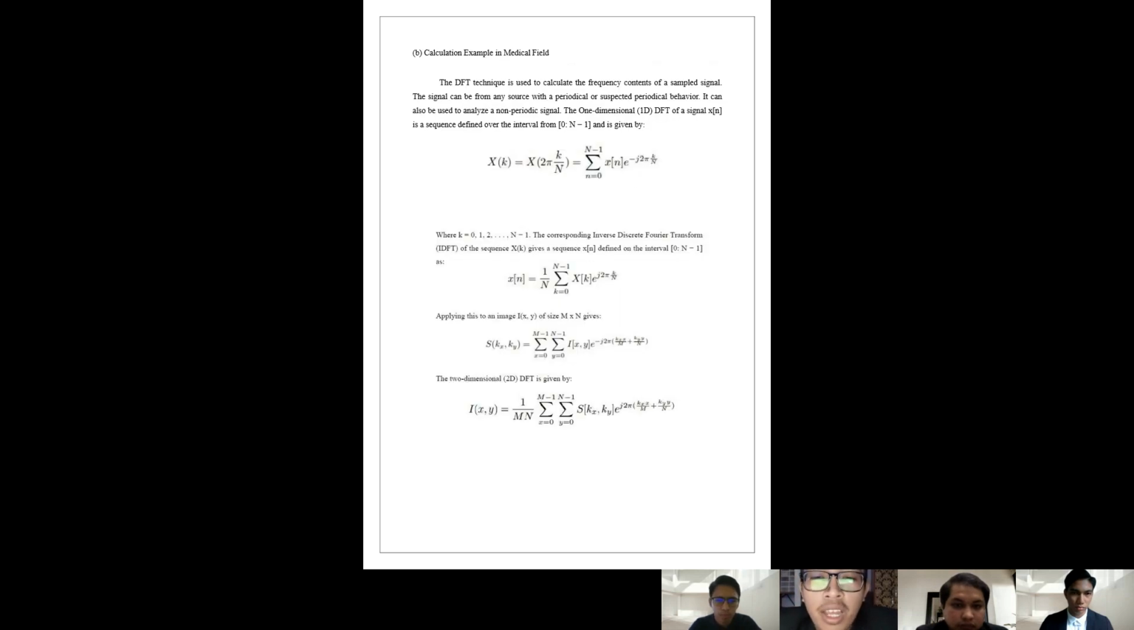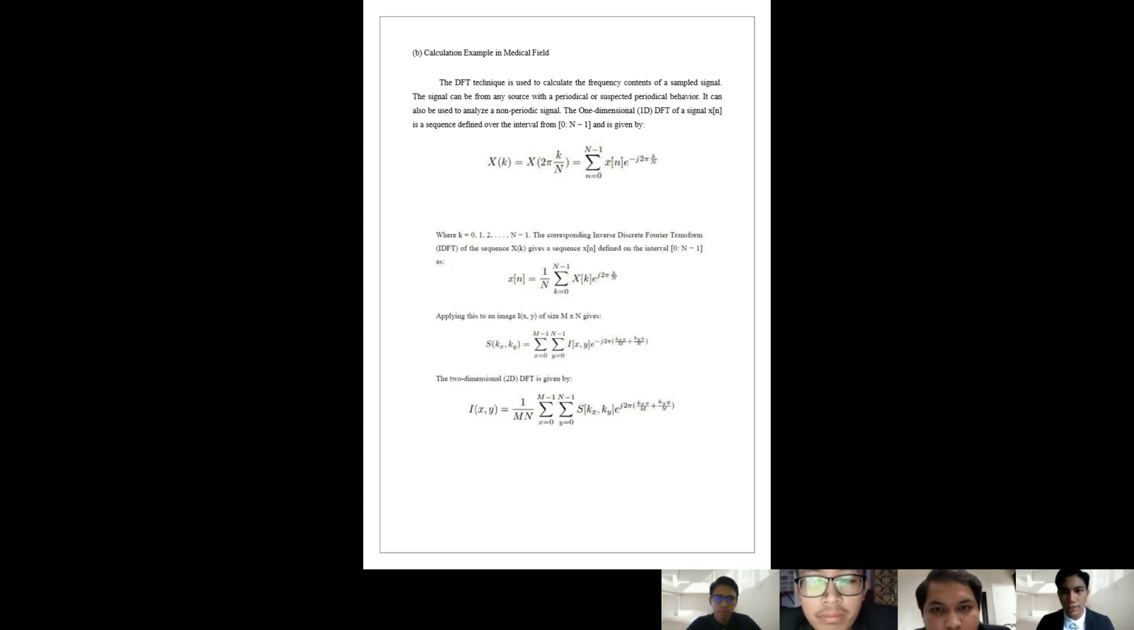Okay, so the next one, Mr. Izzat will explain about the calculation example in the medical field. All right. As we chose the medical field as our assignment, it has its own calculations. So the discrete Fourier transform technique is used to calculate the frequency content of a sampled signal.